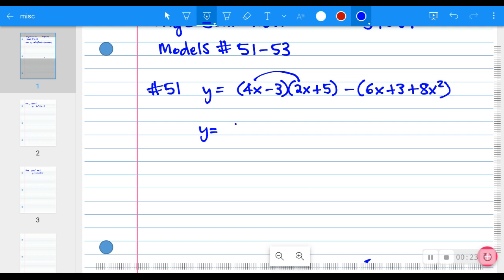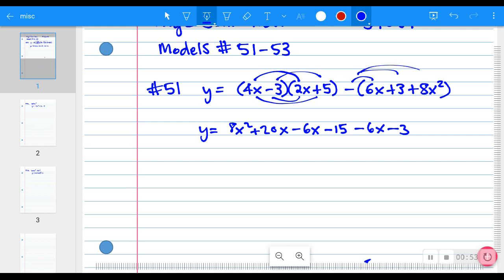Our first part here, we're going to use FOIL. So we have y equals 8x squared on the first times first, and then plus 20x on that outside pair. Minus 6x goes here, and last times last is minus 15. We'll distribute this negative sign down, so you get minus 6x minus 3. You have to be careful when you're doing this step. Sometimes you have a double negative going on, where you're subtracting something inside that's negative, but not on this problem.